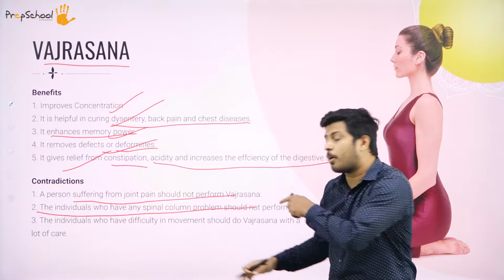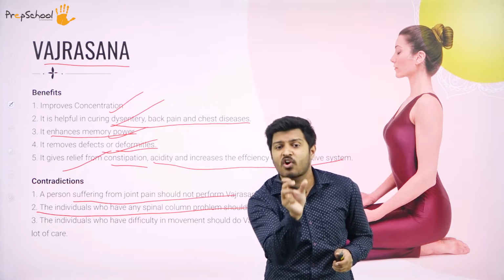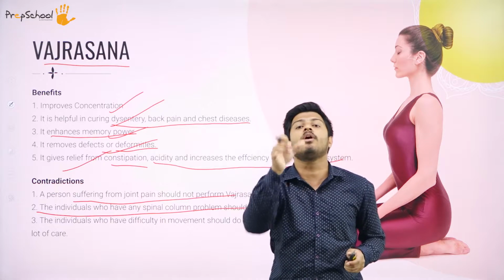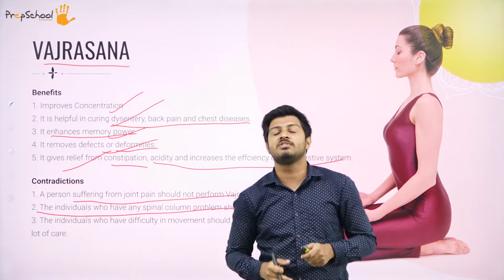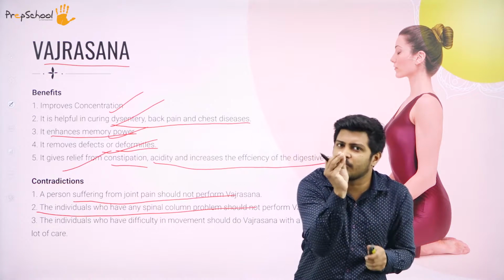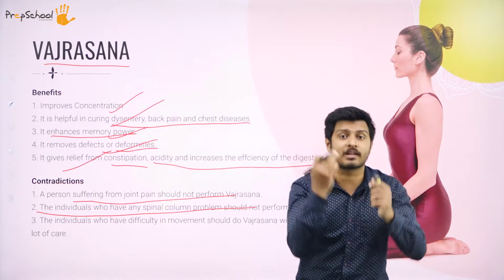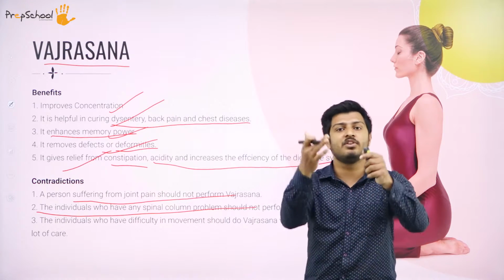Here they are talking about a spinal column problem, which is when you have a problem with a particular column or particular spinal section of your whole vertebrae. In those situations, you're not supposed to practice Vajrasana. Keep that in mind. Try to understand the difference between these small things and make a note of it so that you don't get confused when you revise or study this.